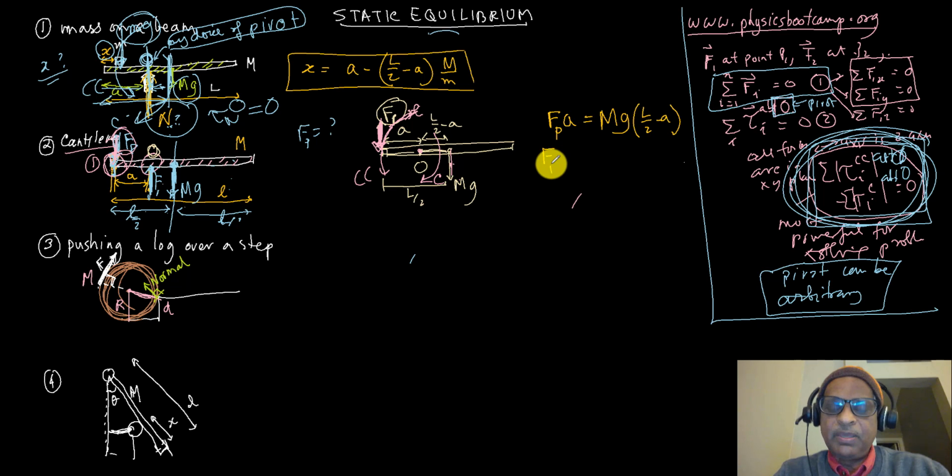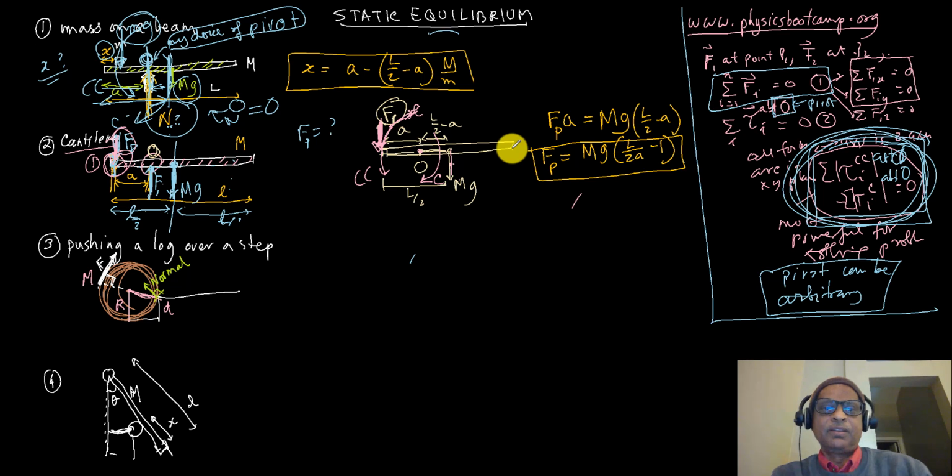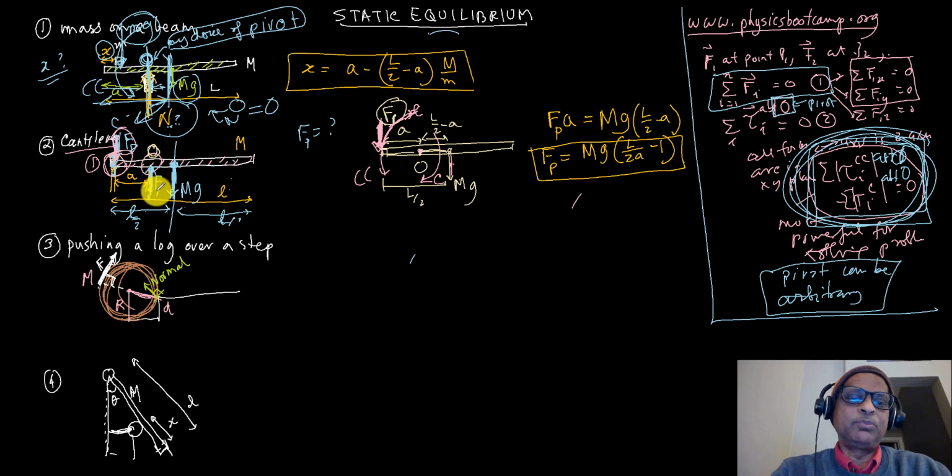And so FP is simply mgL over 2A minus 1. So that's the answer. And I will leave you with a problem: what's F1 then? You can go use FP to figure out F1, or you can just set up another problem in the torque. So what should be the pivot to find F1? So you can find that, okay?